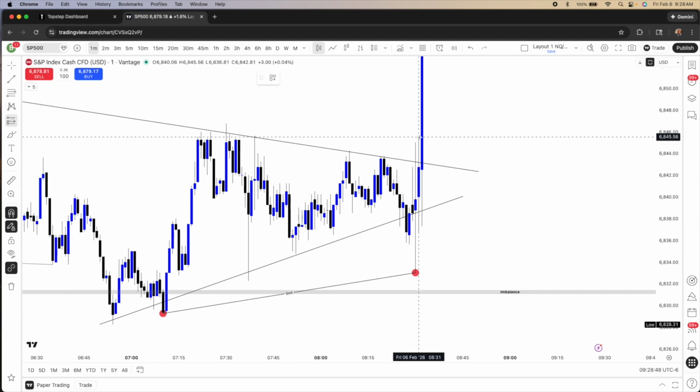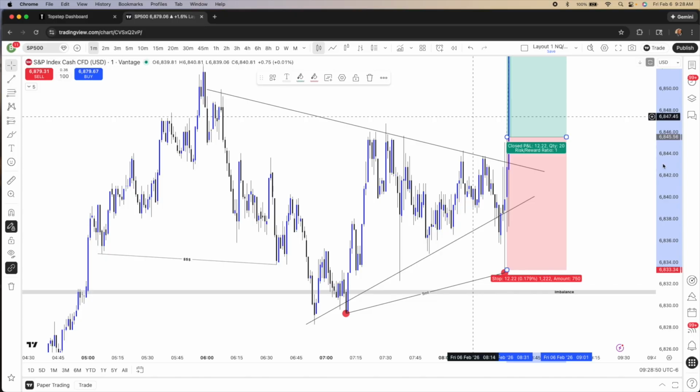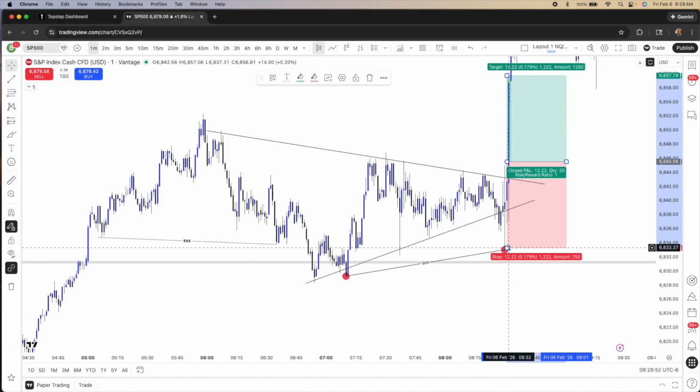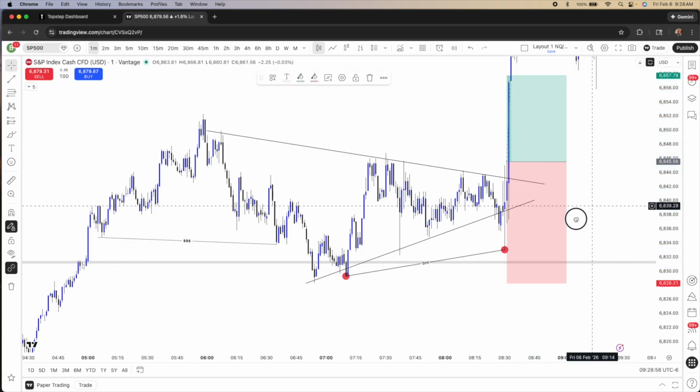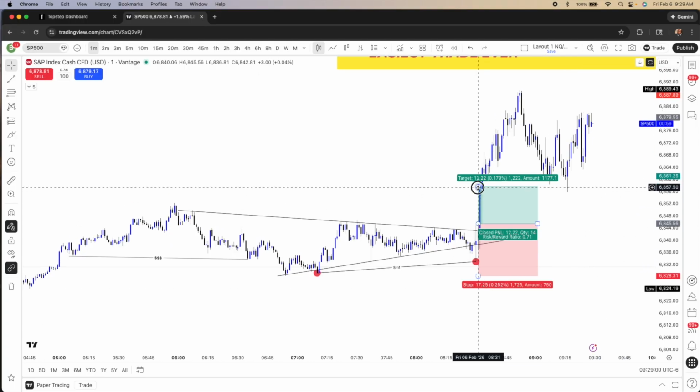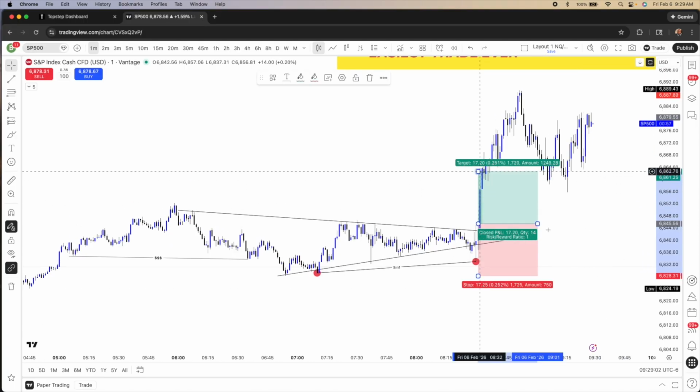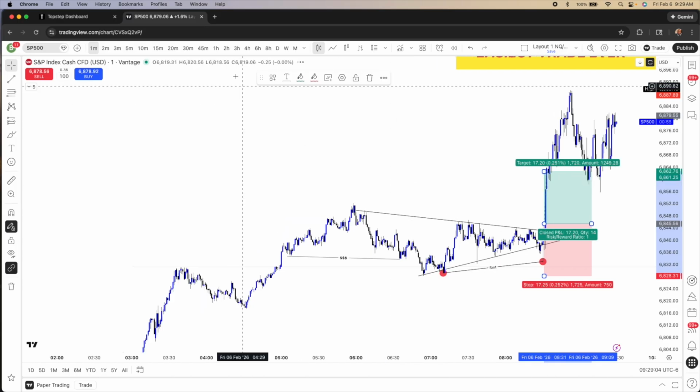So around here's when I entered, and I decided, you know what, just to be safe, I'm gonna have my stop loss under the SMT, and I put it all the way under this low, and then I just went for a 1-to-1, for a quick 1-to-1 profit.